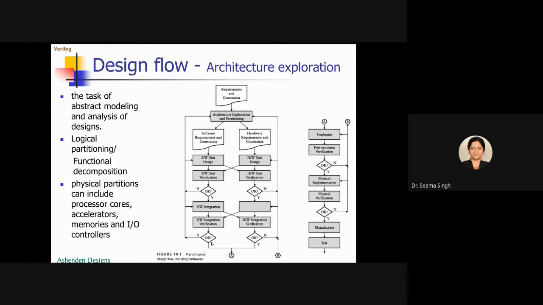The architectural exploration can also be called design space exploration, and it refers to the task of abstract modeling and analysis of design. The most important aspect of architecture exploration is partitioning of the operation. Why do we partition? Because we want to increase the efficiency of the solution. Partitioning can be taken as a divide and conquer type problem solving strategy.